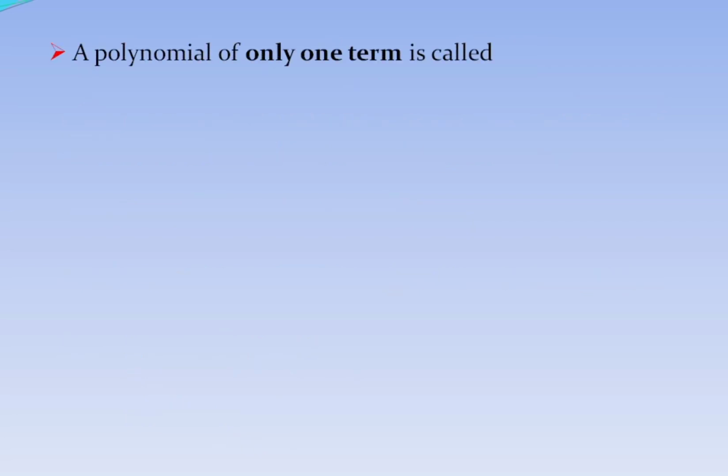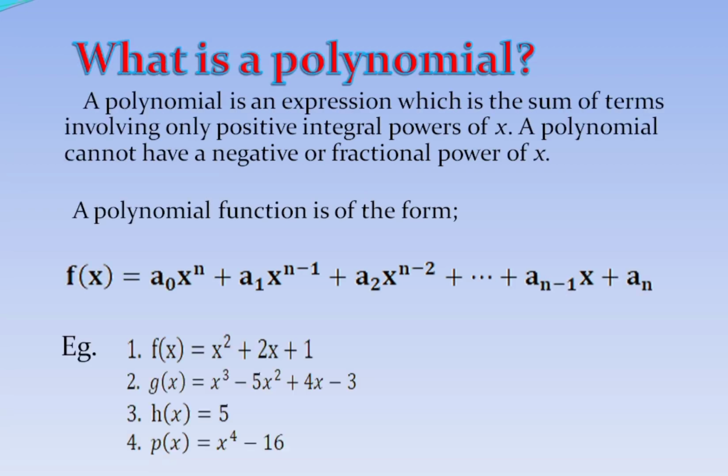So a polynomial of only 1 term is called what? Monomial. Yes, that's the term given to a polynomial. So when you realize that we have this polynomial with only 1 term, then it's called a monomial. For example 3, you see that we have h of x is equal to 5. This one has only 1 term, and that is called what? A monomial. Okay, great.